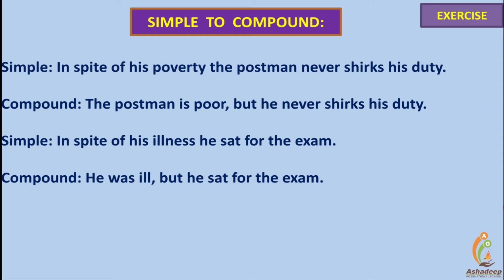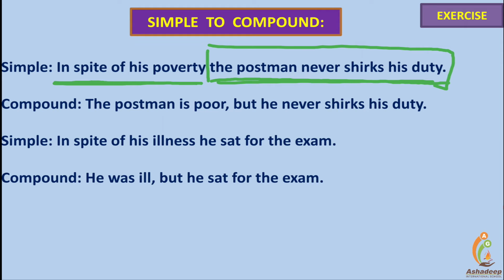Next one. In spite of his poverty, the postman never shirks his duty. Here, in spite of his poverty is a part of the sentence which makes itself a separate one, while the other part, the postman never shirks his duty, is a clause, since it has a subject, postman. Shirks is a verb. Here, in spite shows the contrast, two contrasting situations.